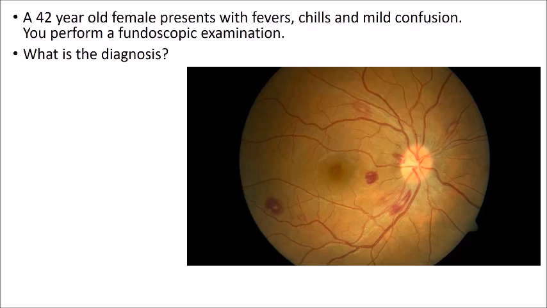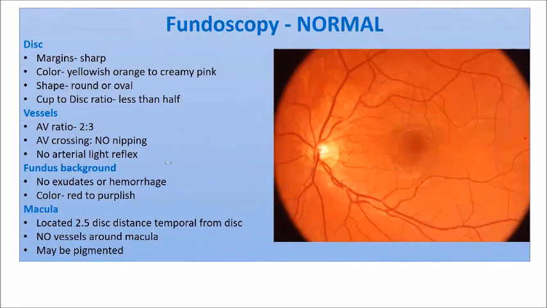I think the question is very simple, very easy. A 42-year-old female presented with fever, chills, and mild confusion, meaning some brain dysfunction. The exact challenge is the fundoscopic view. So our discussion is to take up this challenge and see how we can solve the problem. This is the first scenario for you.